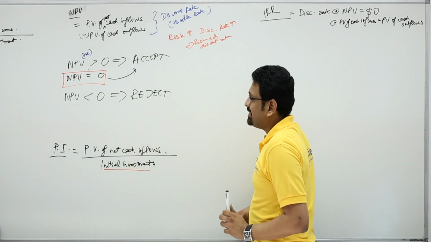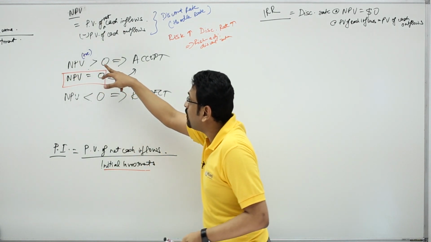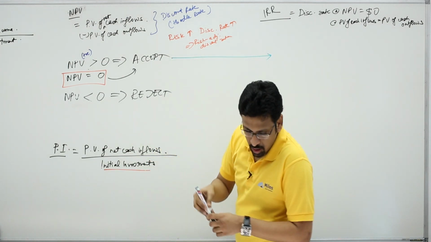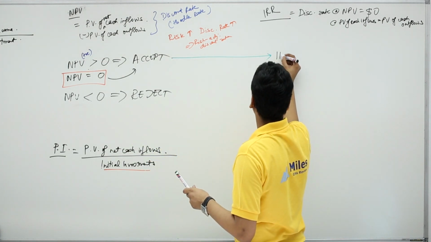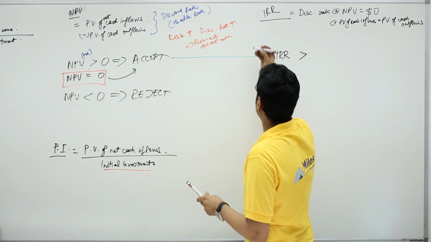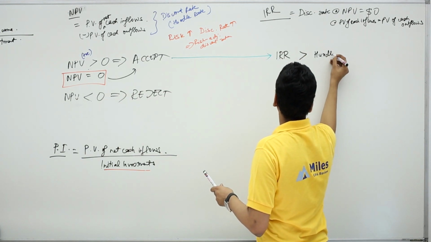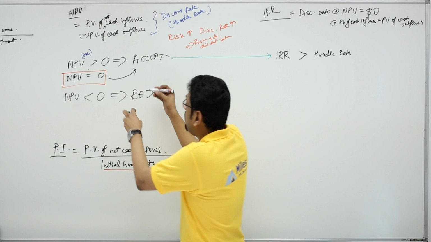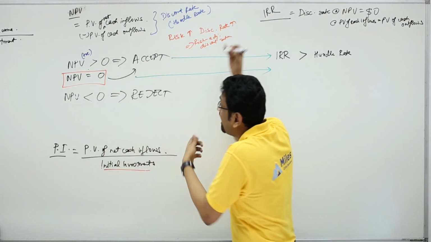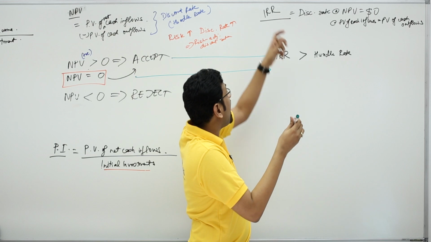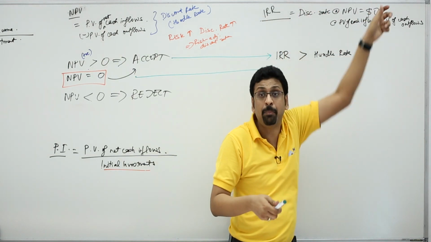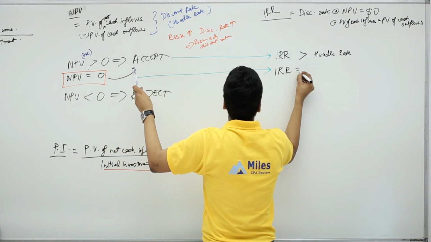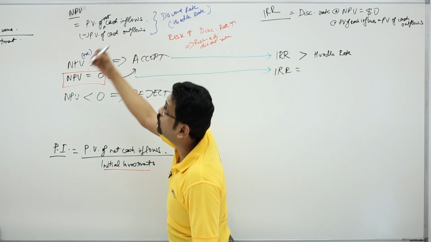So when we said NPV is greater than 0, this would imply that the IRR is more than the discount rate, more than the hurdle rate. We know that when NPV equals 0, that means the IRR is equal to the hurdle rate, because IRR is the discount rate, the hurdle rate at NPV equals 0. So at this point, you could say IRR is equal to the hurdle rate, the discount rate that we've used to calculate NPV.